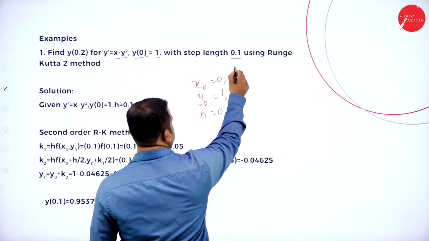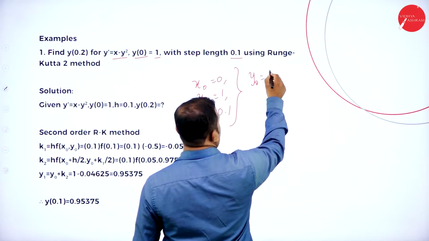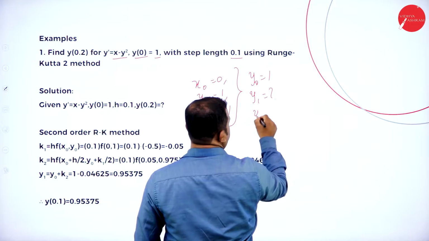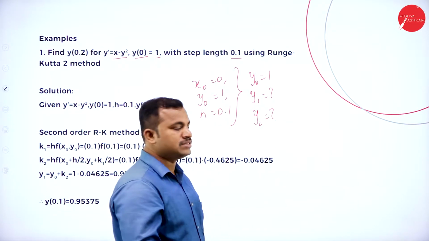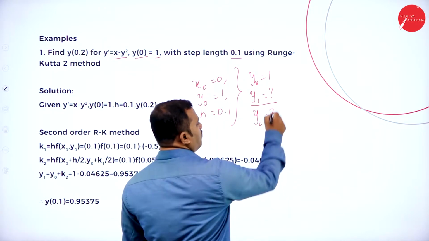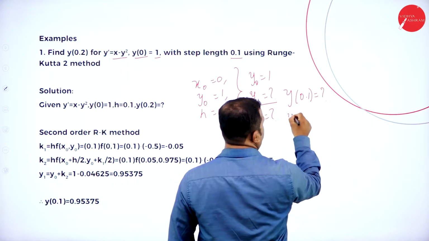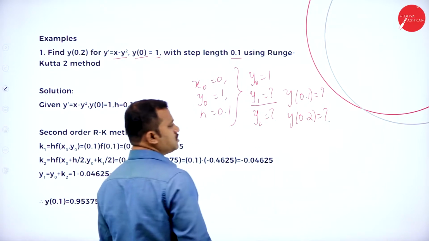If that is the case, what is to be determined? y0 is equal to 1, this is also given. y1 is equal to what? y2 is equal to what? This is to be calculated. How can you find out the value of y1? That is, y of 0.1 is equal to what? Then y of 0.2 equal to what? This is to be calculated.